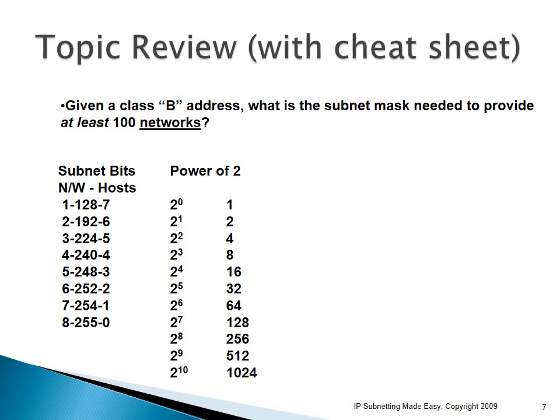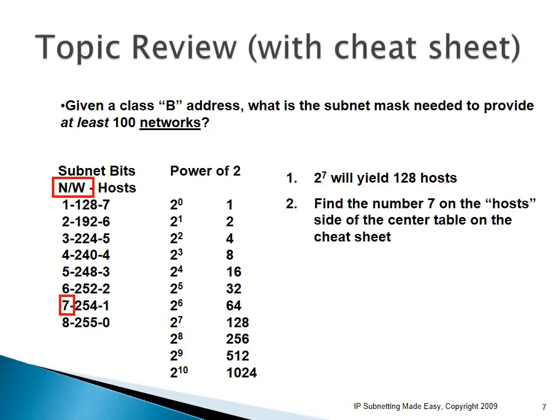Here's another network question, but with a Class B address. Given a Class B address, what is the subnet mask needed to provide at least 100 networks? The powers of 2 table tells us that 2 to the 7th will fit our needs. If we look on the network side and go down to number 7, we see that a 254 mask is required. Since we know that a Class B address begins with 255.255, the answer is 255.255.254.0.